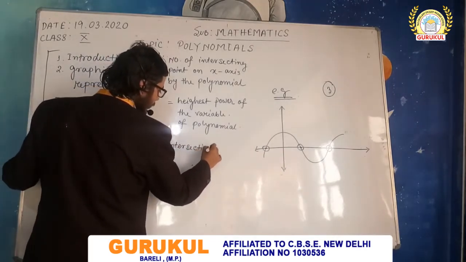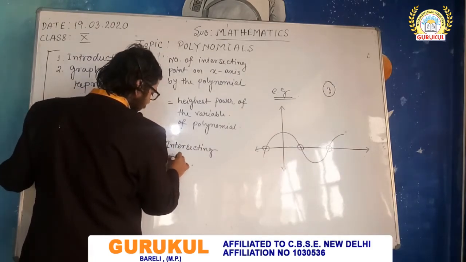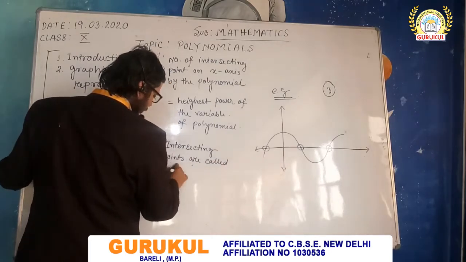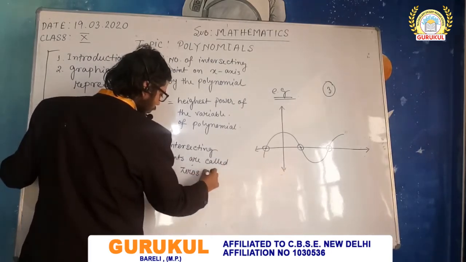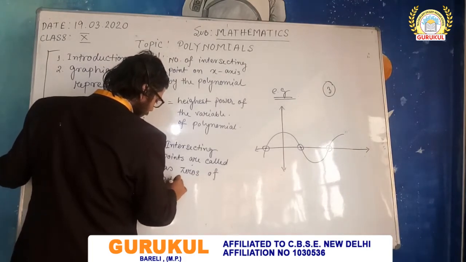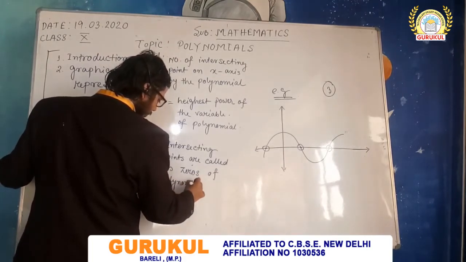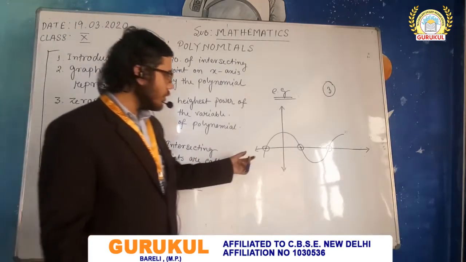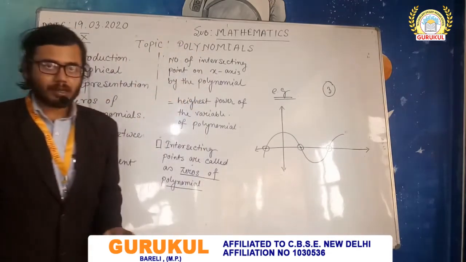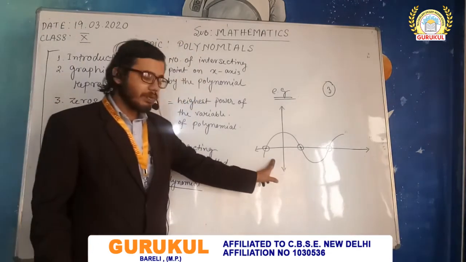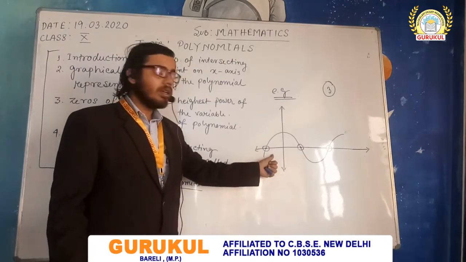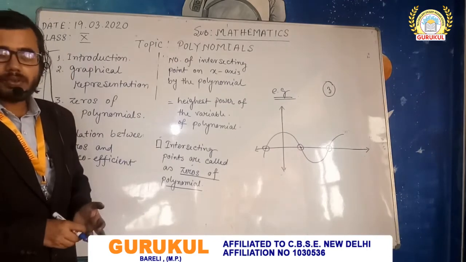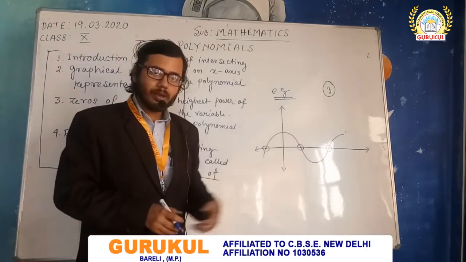These intersecting points are called the zeros of the polynomial. So the question was from the 2020 sample paper, mathematics class 10. This was the fill in the blanks question: how many zeros are we getting? The answer is 3, because the intersecting points are 3.